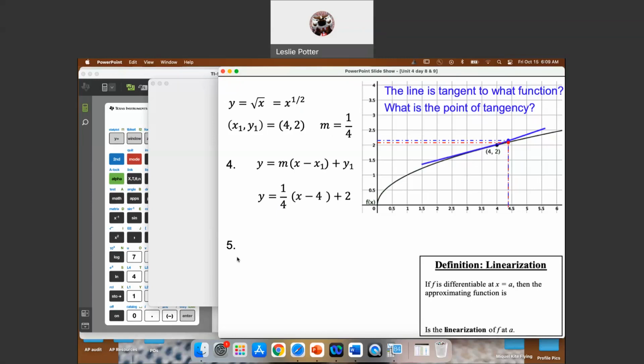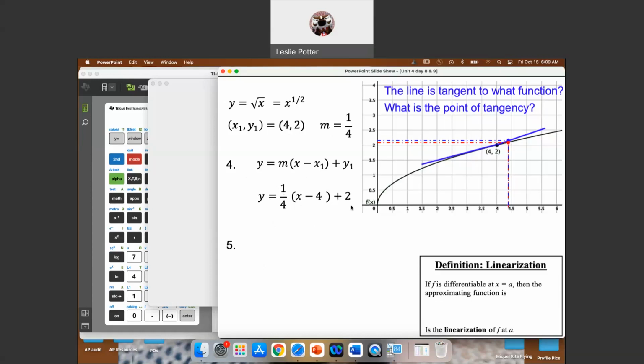Okay, and I have a step 5 here because we're going to extend that. That was our basic, writing the equation of a tangent line. We've done that many, many times this year. So the extension is this. We're going to use this to find the y value when x is 4.36, right? That's really all we're doing in step 5.